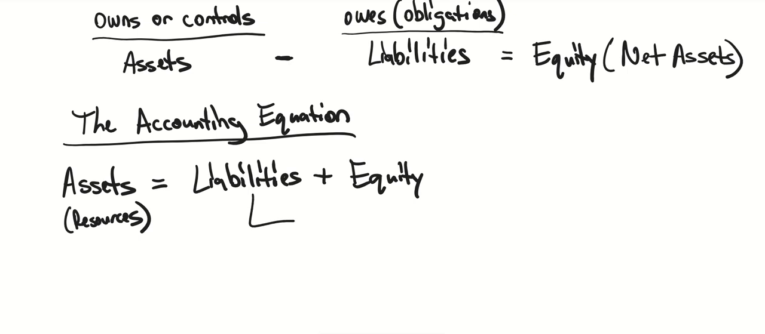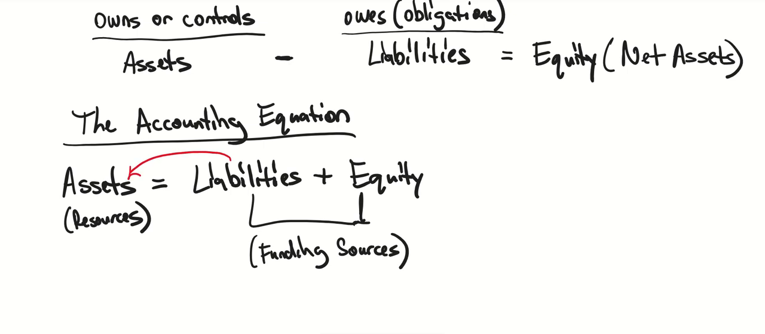Liabilities plus equity. These are our funding sources. Okay. So this is why it's on the right side. This is our funding sources. So in order for us to get our assets, we need to lean on liabilities and also equity. In other words, liabilities and equity, that helps us fund our resources.